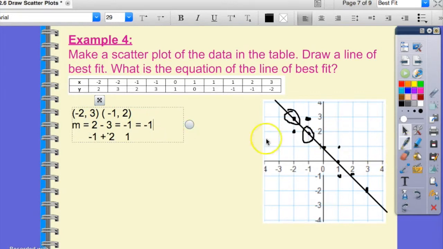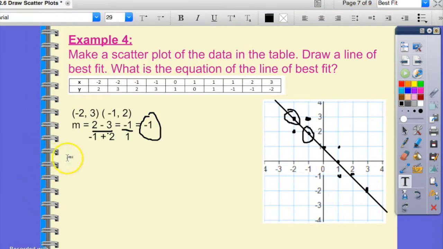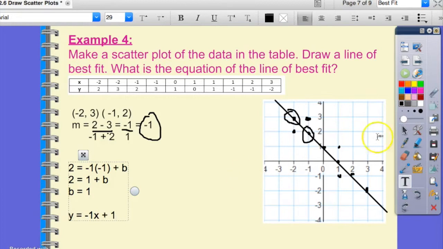So that's my slope. Let's put our little lines here. So you see the slope. So use negative 1. And then we're going to use one of the points. I'll use the second one this time. If b equals 1, my equation is y equals negative 1x plus 1.